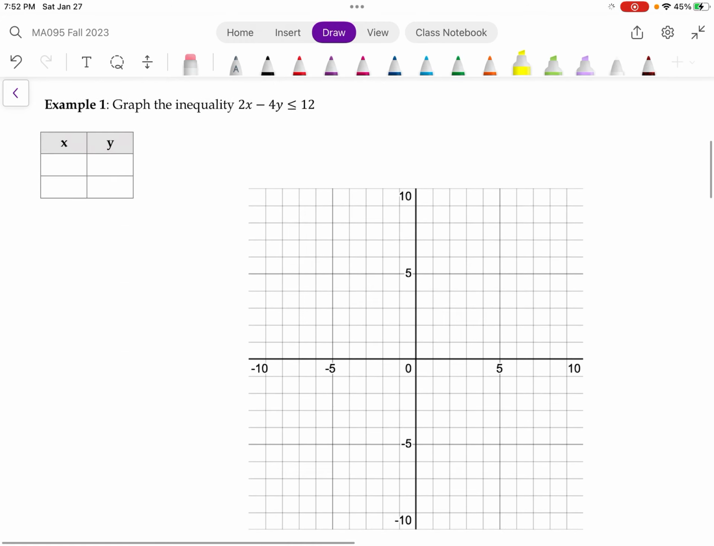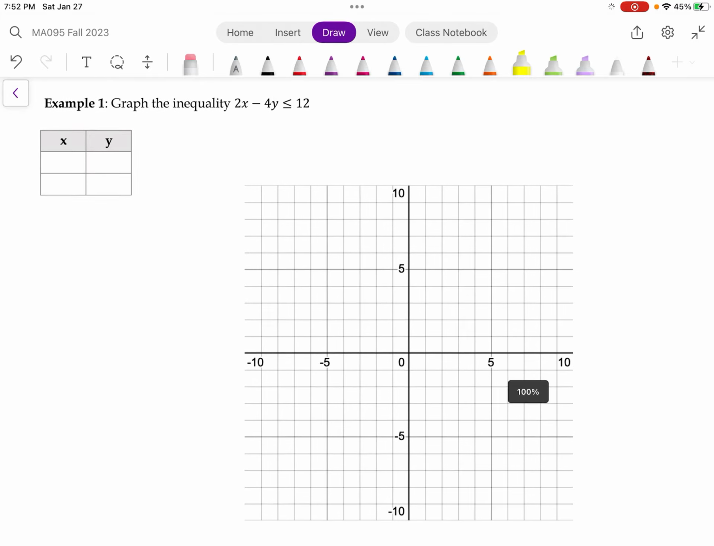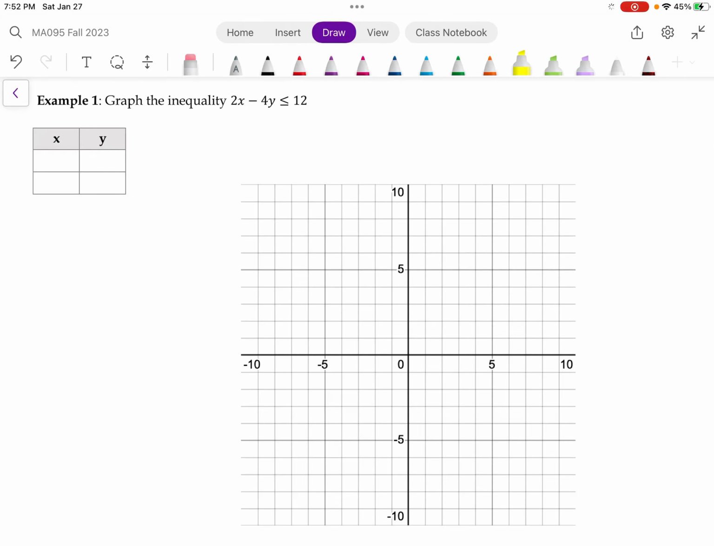Okay, so let's try an example of what I just showed you, because I know it doesn't really mean much until you try it. So we have an inequality given right here, and it looks just like an equation, except it's all the numbers that satisfy that left side that are less than or equal to 12, all of them. That means there's a whole region, not just a line. And there's a couple of things we need to think about before we begin.